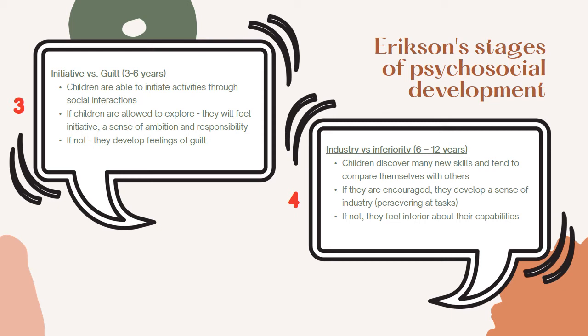The fourth stage is industry versus inferiority. It happens between 6 to 12 years. At this stage, children discover many new skills and tend to compare themselves with others. If they are encouraged, they develop a sense of industry. They would persevere at tasks until they can complete them, and if not, they feel inferior about their capabilities.